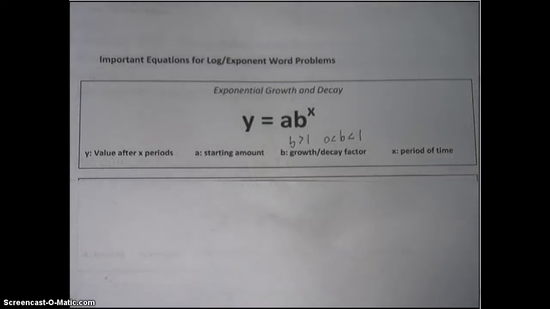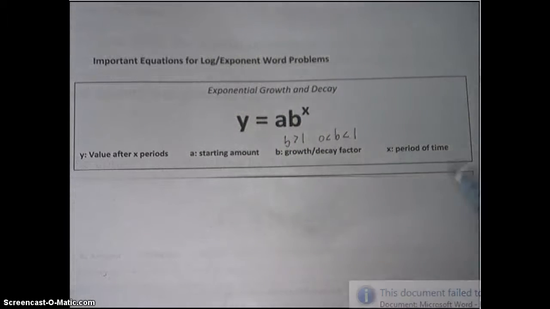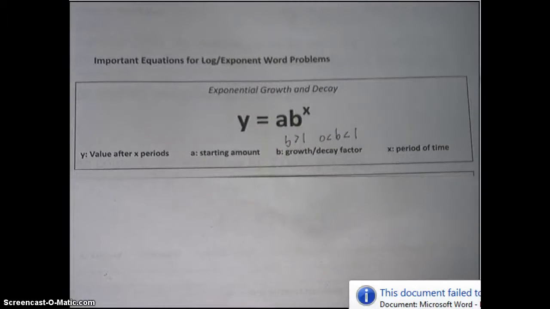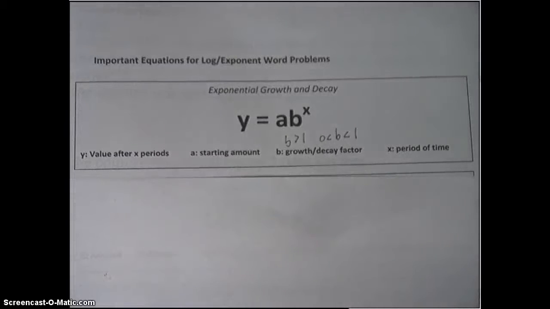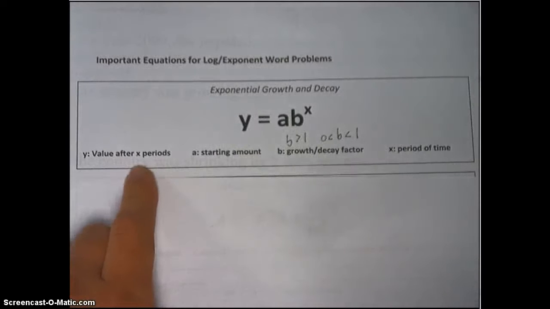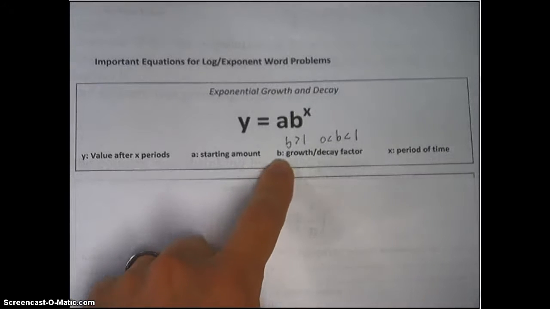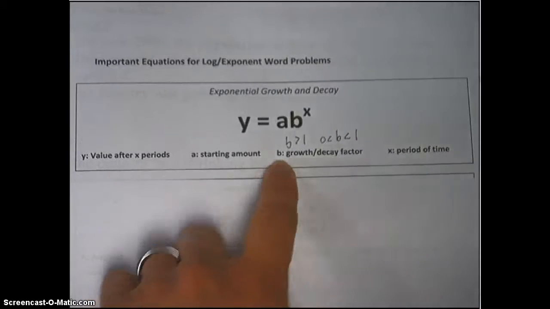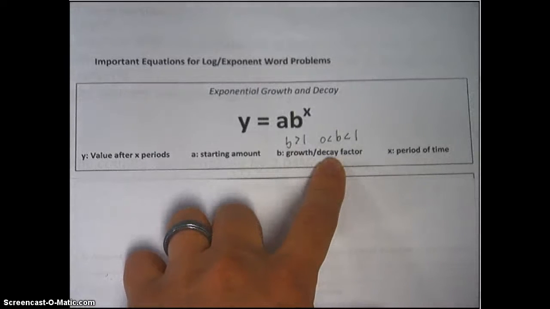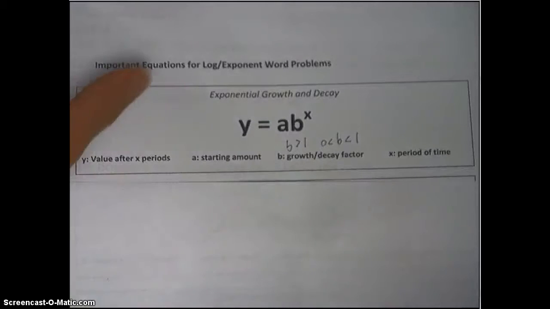The exponential growth and decay function is y equals a times b to the x power, where x is a period of time like days or hours or years, and y is the value after that amount of time. A is the starting amount, and b is your growth and decay factor. Now I made a little note above here. It says when b is greater than 1, that's growth. When b is between 0 and 1, that's decay. So we're going to use these values in this equation to solve a few word problems, which I want to talk about right now.